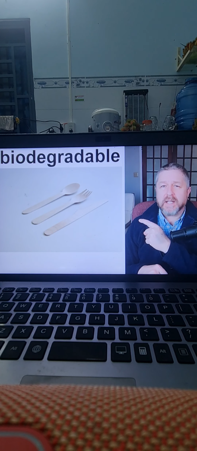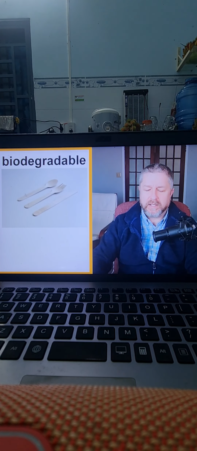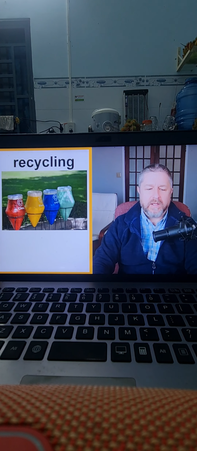So we have things now that are biodegradable. This spoon, fork, and knife are made out of wood. Bamboo, some of our biodegradable stuff is made out of bamboo. But let me say that word one more time. Biodegradable simply means that it will decay when left in the environment, and it's made of all natural materials.